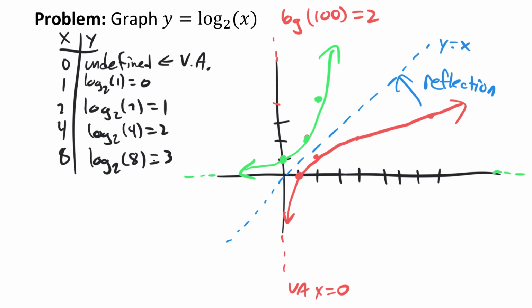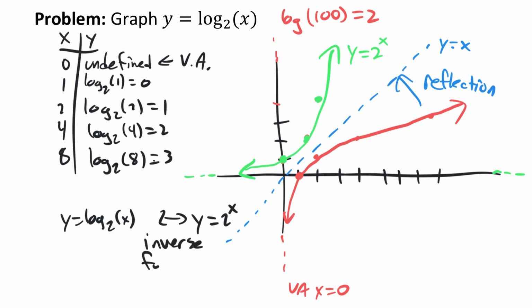Do you recognize that shape? You should. This is from our previous unit. This is y equals 2 to the power of x. And so what we notice here is that the exponential, y equals 2 to the x, is the inverse of the logarithm, y equals log base 2 of x. And this is very, very interesting. y equals log base 2 of x, and y equals 2 to the x, these are inverse functions. They're like the opposite of each other.